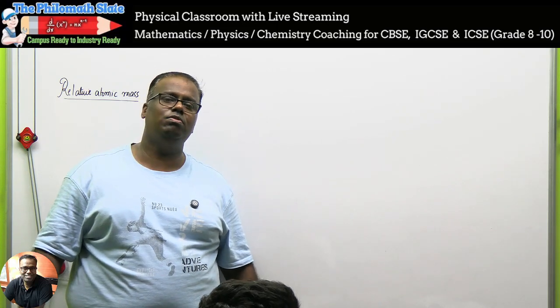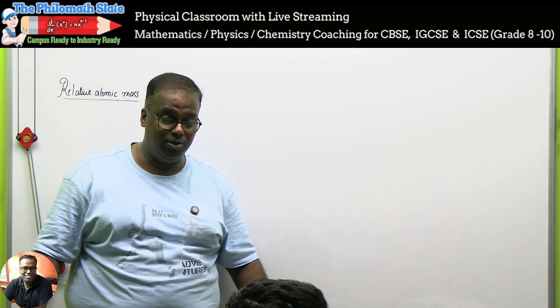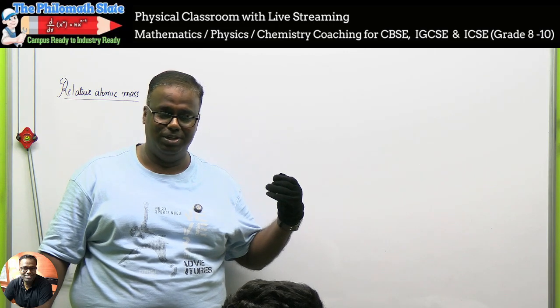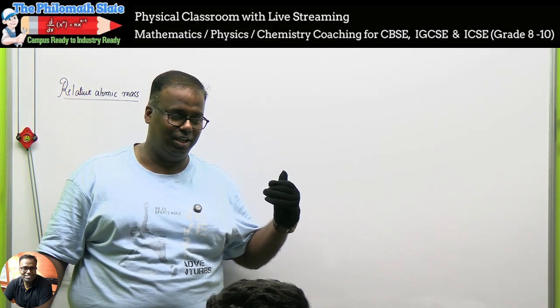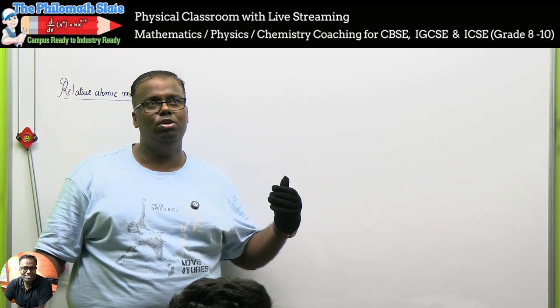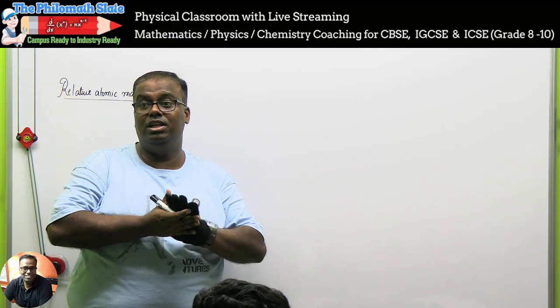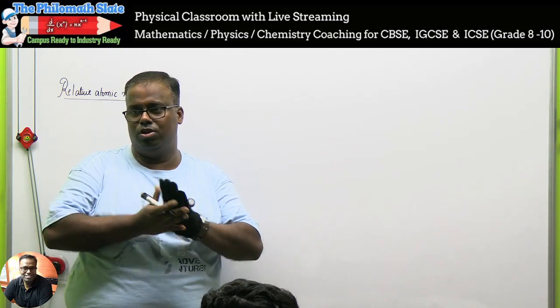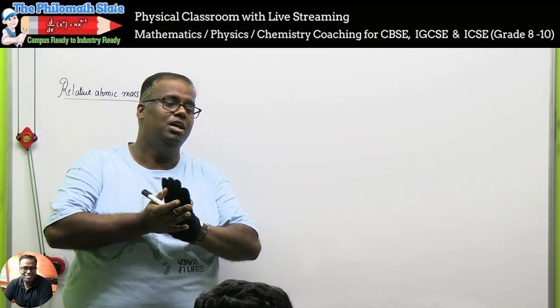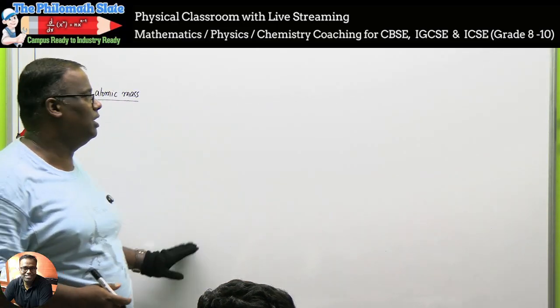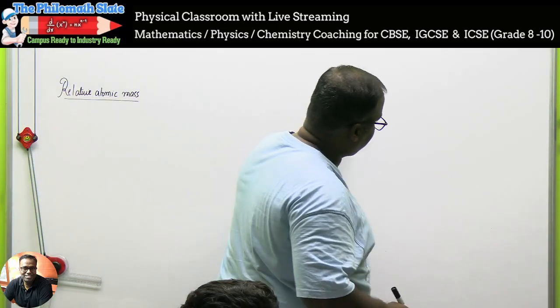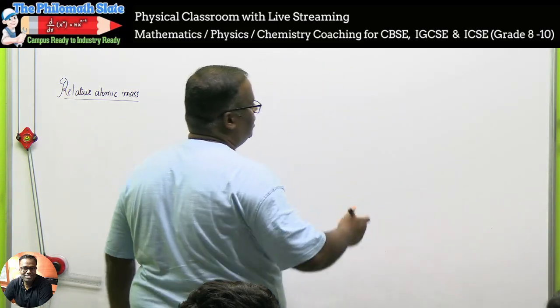You cannot even find the mass of a small object, and now you are trying to find the mass of an atom. So it won't be as easy as we think. It will be a bit difficult. So we have to bring in a relative concept, comparing with carbon. Let me give an example.